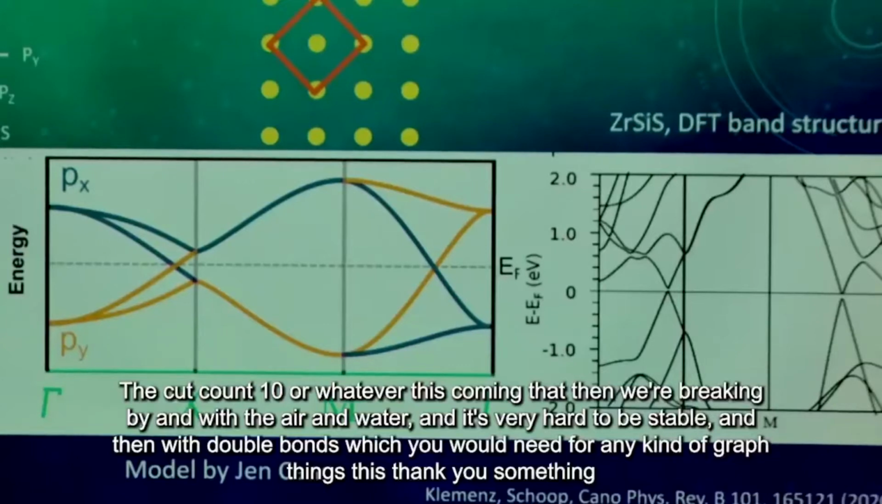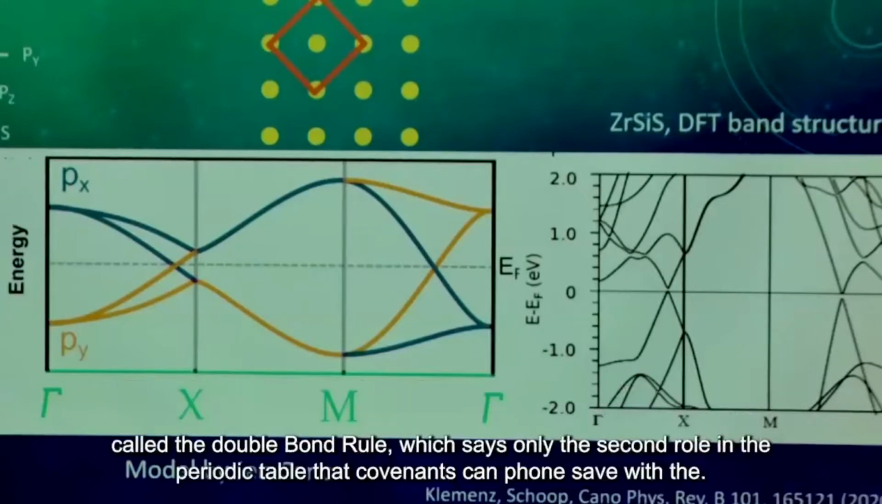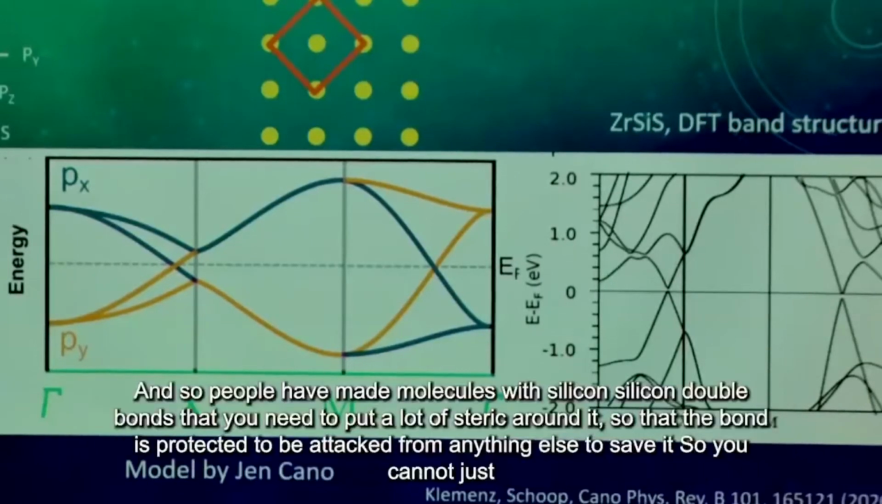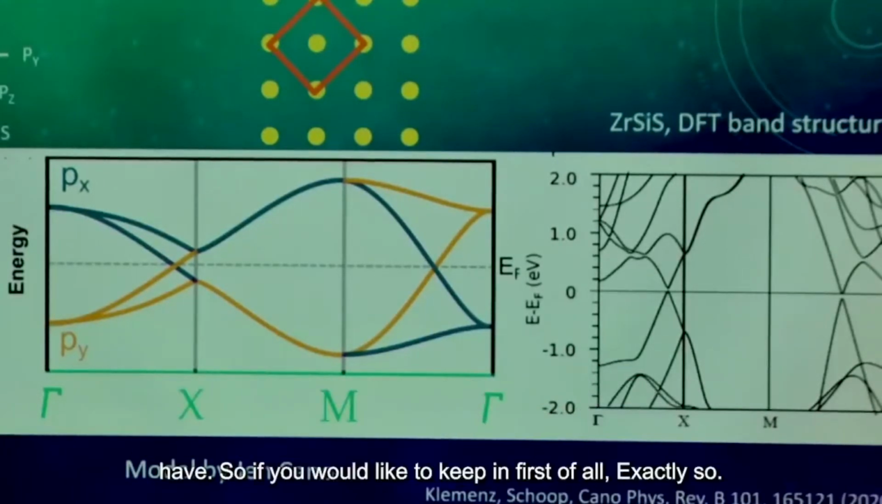And then with double bonds, which you would need for any kind of graphene-like thing, there's actually something called the double bond rule, which says only the second row of the periodic table, where carbon sits, can form stable double bonds. People have made molecules with silicon-silicon double bonds or even triple bonds, but you need to put a lot of steric bulk around them so the bond is protected from being attacked by anything else. So you cannot just have it like that. So you would like to keep the first row, like the p orbitals.